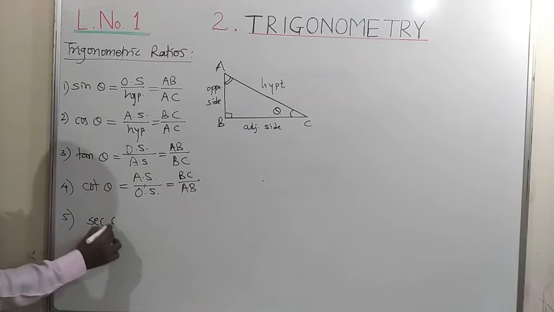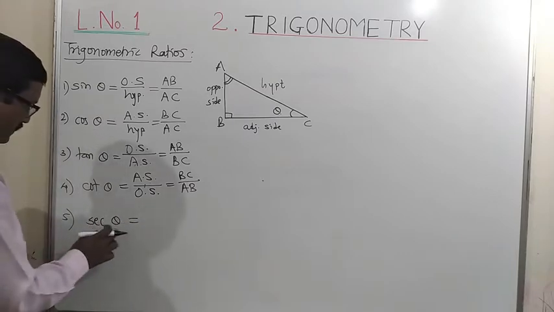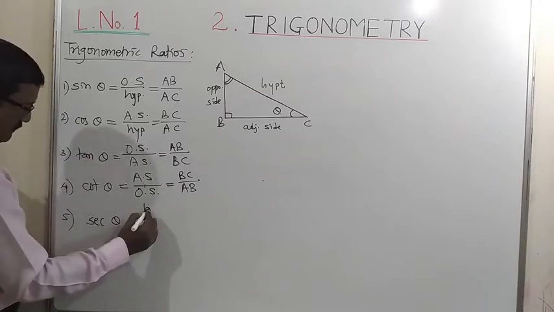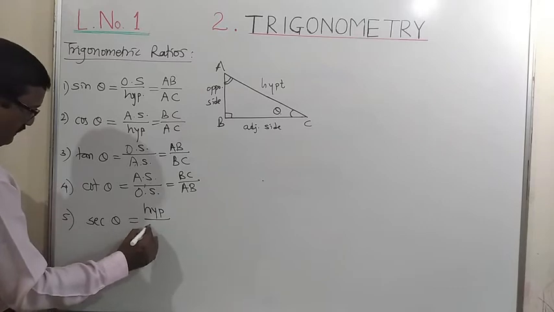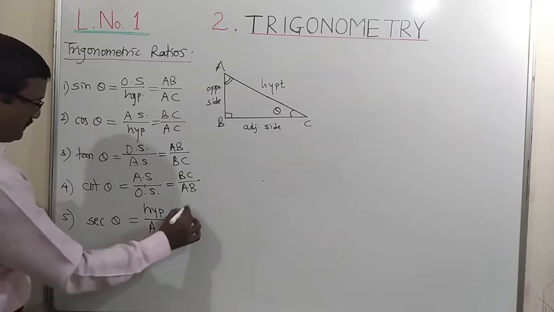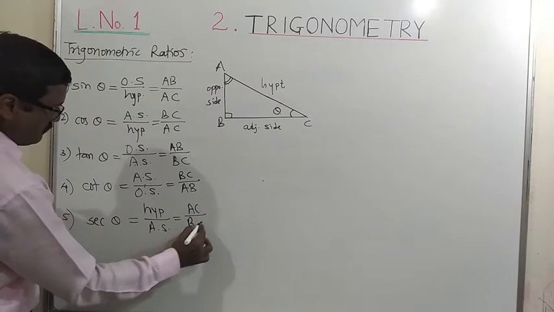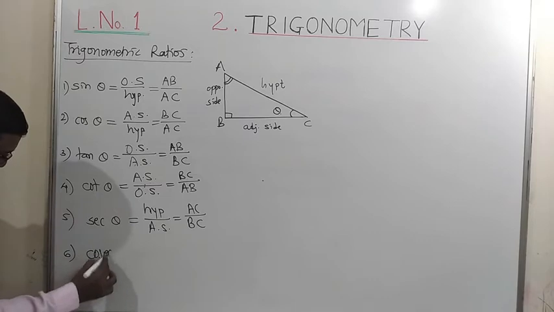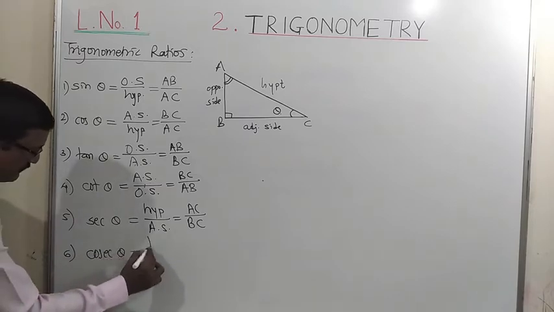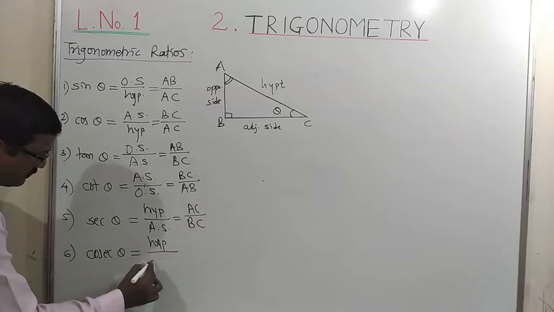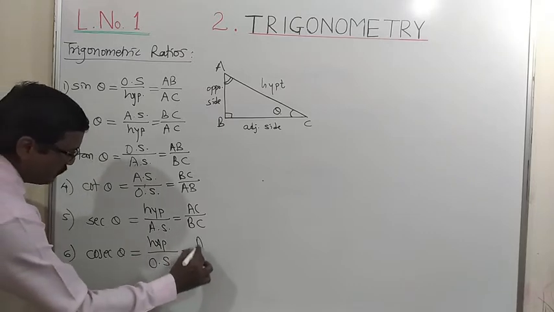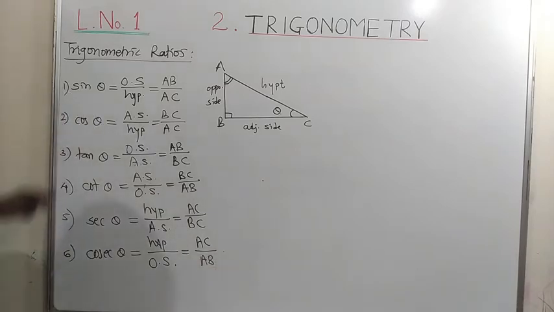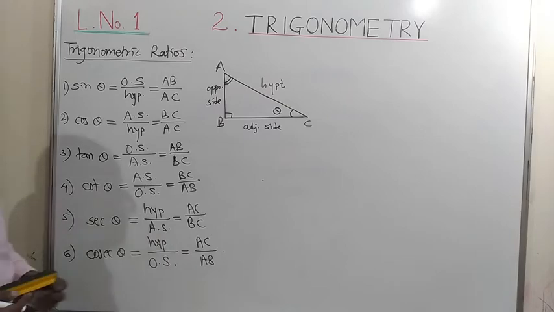Then next, sec of theta means the secant ratio of angle theta. Secant ratio is nothing but the inverse of cosine, that is hypotenuse upon adjacent side. So it is equal to AC upon BC from the figure. And the last ratio is the cosecant ratio, that is cosec theta, equal to hypotenuse upon opposite side. So it is equal to AC upon AB. So we are familiar with all these trigonometric ratios.